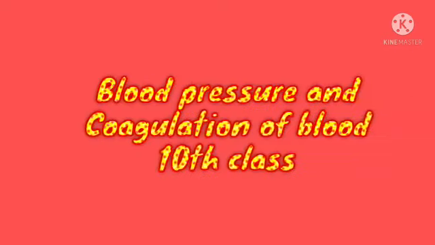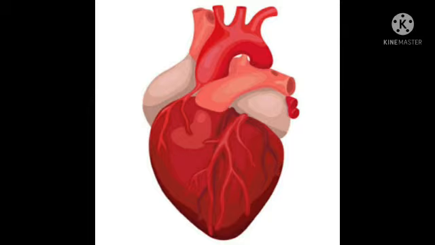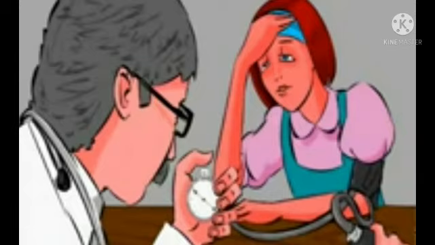I am going to explain today the topics blood pressure and coagulation of blood. These are the topics of class 10th and the chapter is circulatory system. Let us know about the topic blood pressure. Generally, you have heard the word BP. What is BP? Let us know about this.